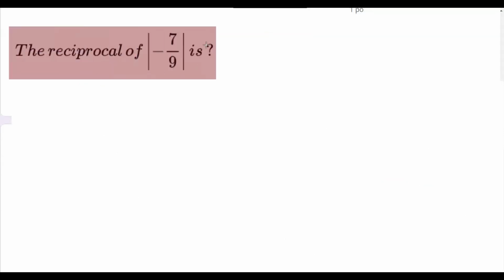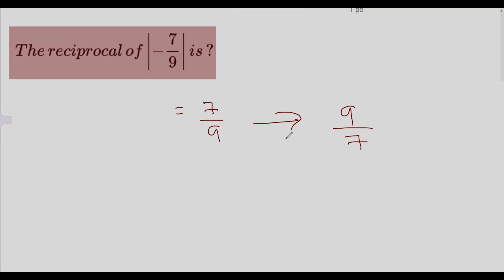In this question, we have to find the reciprocal of this. And what is this? This is modulus, right? So first of all, modulus or absolute value of a number is the same number with positive sign, right? So as of now, I've just written this in the simplified form, that's without modulus. And its reciprocal will be what? The reciprocal of a number is what? Flipping the numerator and denominator. So 9 over 7 should be the correct answer. That's positive 9 over 7, right? Because as I said, the moment we remove this modulus sign, the inside sign will become positive. And that's how we got this.